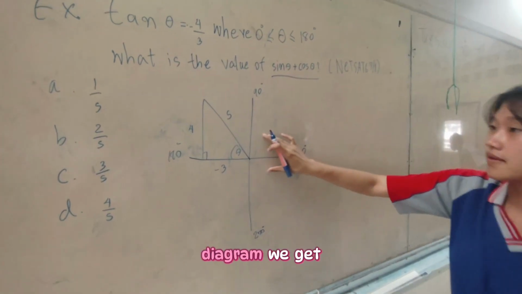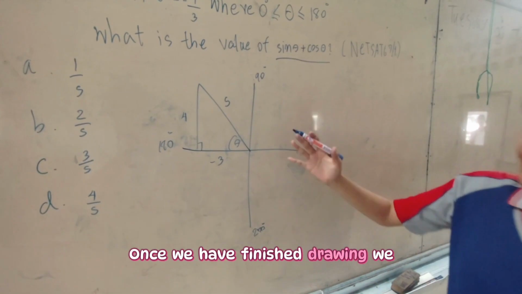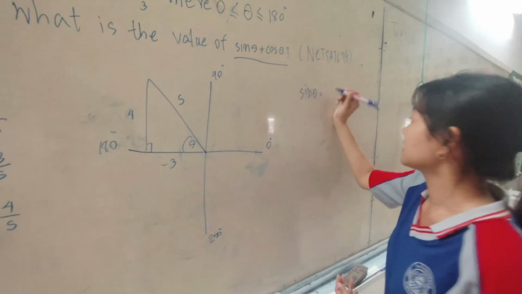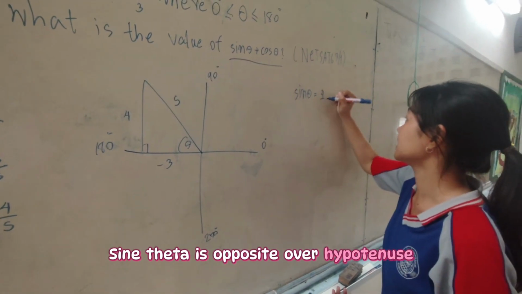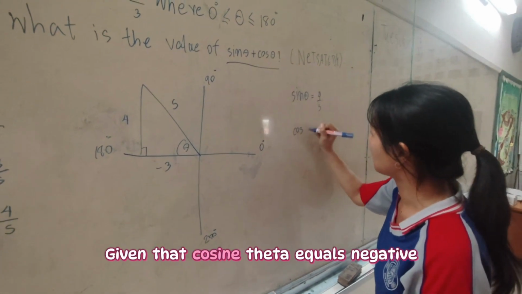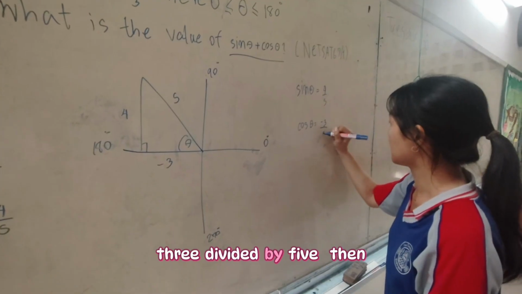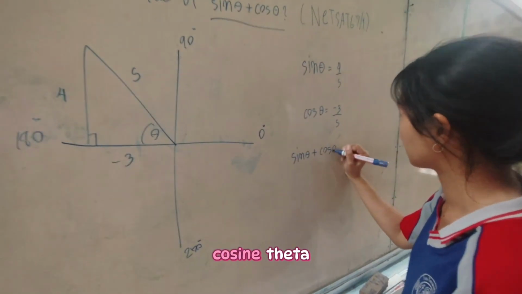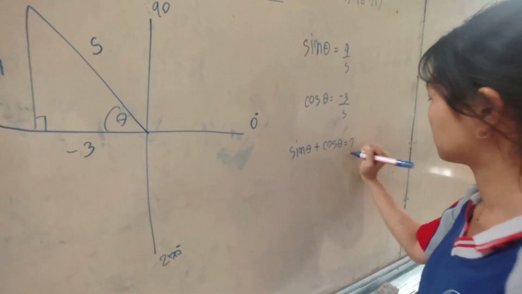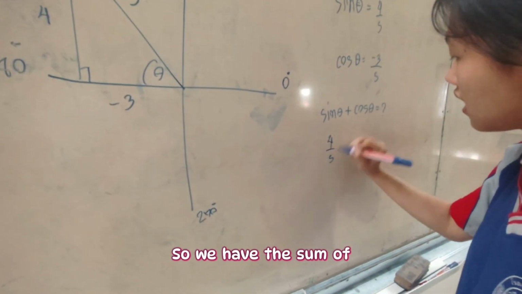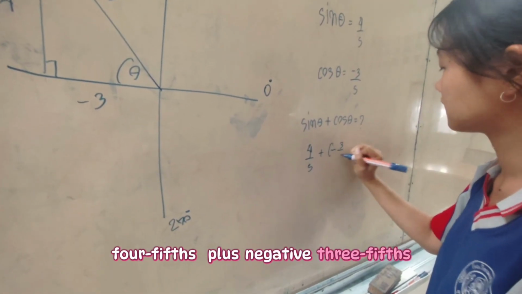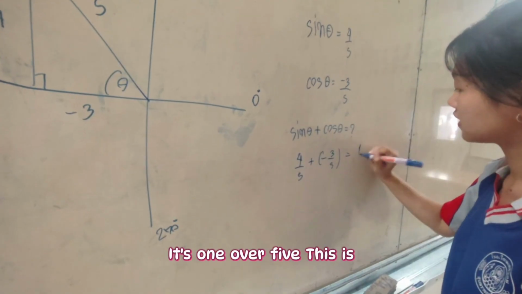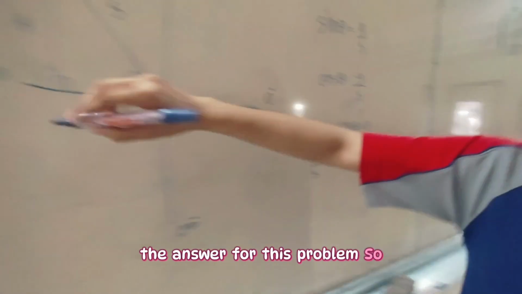Here it is. This is the diagram we get. Once we have finished drawing, we will be able to see exactly what sine theta is equal to. Sine theta is opposite over hypotenuse, so it's 4/5. Given that cosine theta equals -3/5, we will find the sum of sine theta and cosine theta. So we have 4/5 plus -3/5, which is equal to 1/5. This is the answer for this problem. So it's option A.